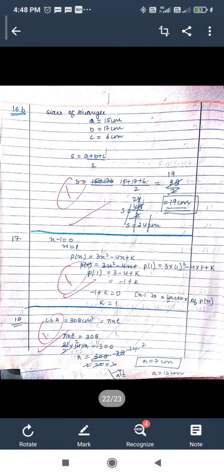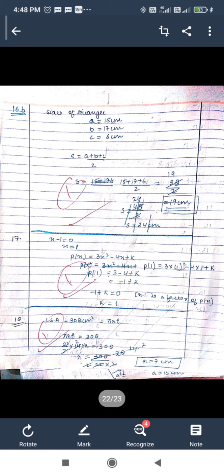Next question, so we have to calculate the value of K, if x minus 1 is the factor, so we will substitute the value of x as 1, and we will equate it to 0, so we get the value of K equals to 1.